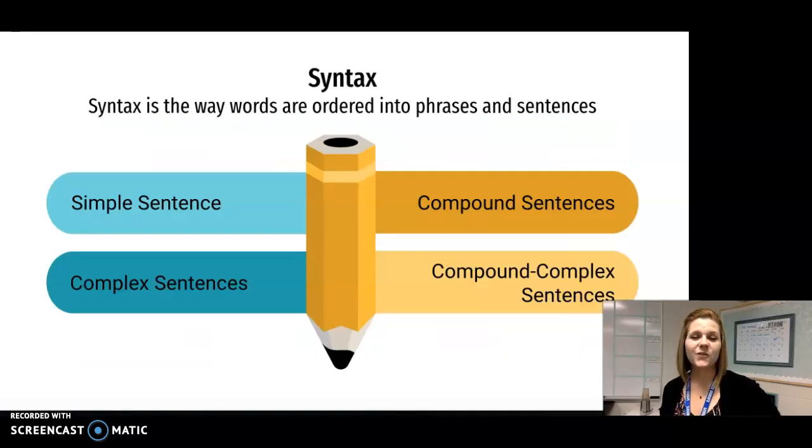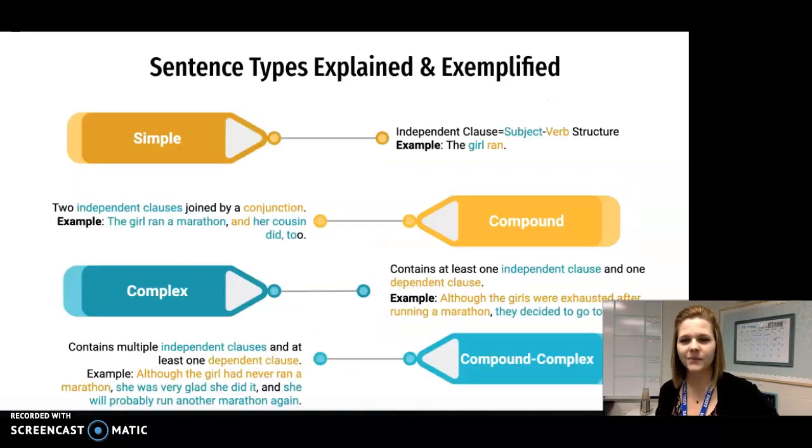I also want to further explain syntax. So syntax is just a really fancy way of saying the way that words are ordered into phrases and sentences. And there are actually 4 different types of sentence structures that you can write in your paragraphs. You can include simple sentences, compound sentences, complex sentences, or compound complex sentences. And on the next slide, I'm going to show you more information about these 4 types of sentences.